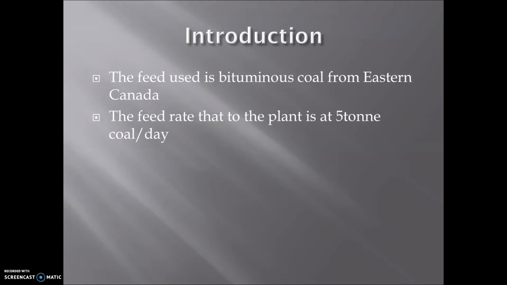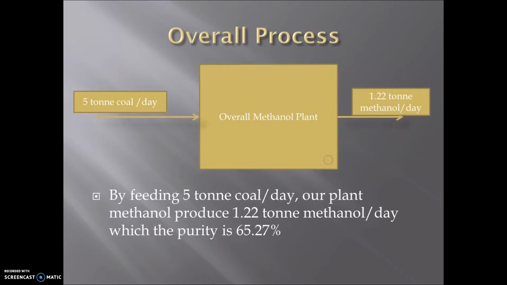The feed used is bituminous coal from eastern Canada. The feed rate to the plant is 5 ton coal per day. For the overall process, the 5 ton coal per day is fed to the methanol plant and produces 1.22 ton methanol per day, with a purity of 65.27%.